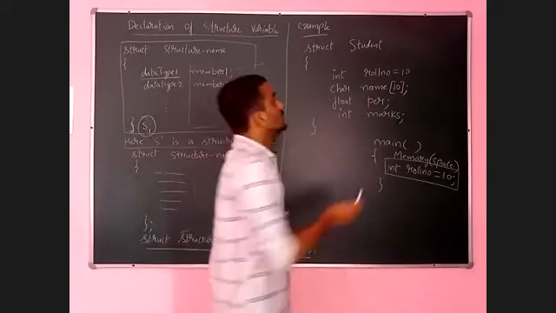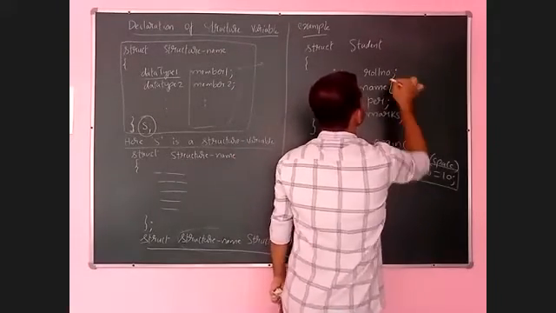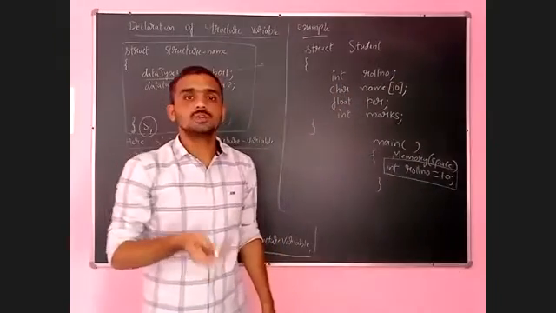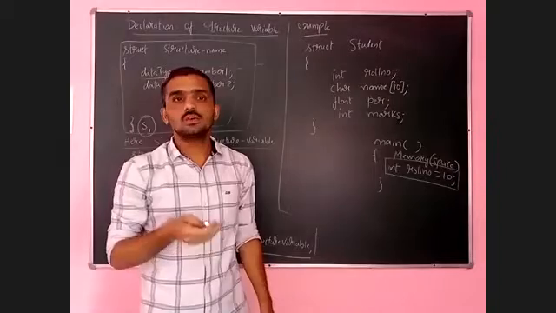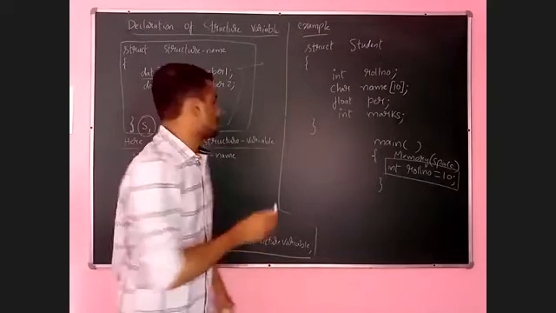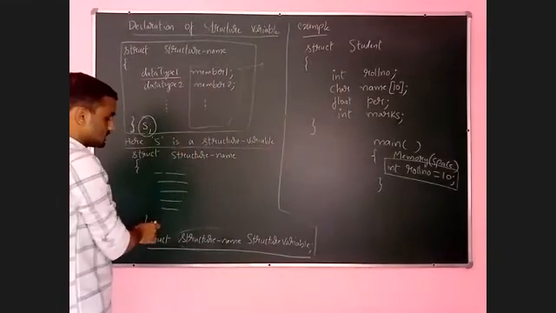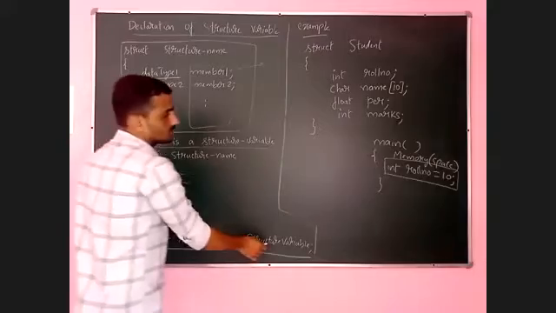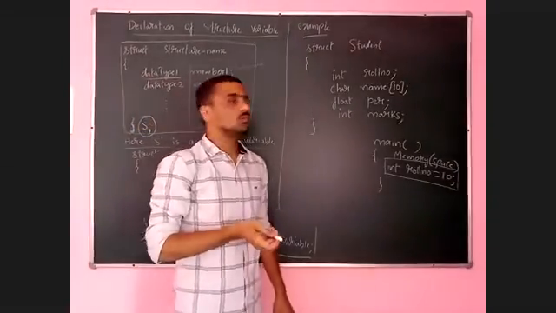So memory is allocated when you declare the structure variable. Understood? So how do we declare the structure variable? By using any of the three methods: directly by writing the variable here, or after the structure declaration with structure name and structure variable, or in the main function. Now we will use the first method.